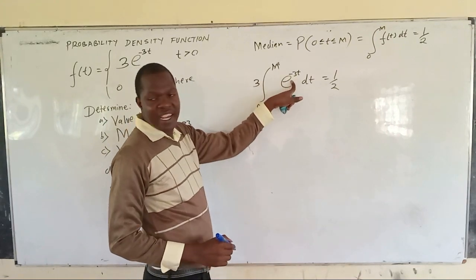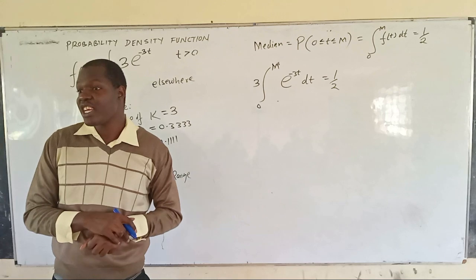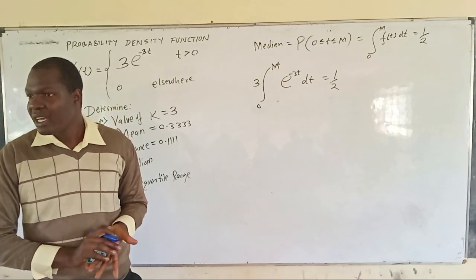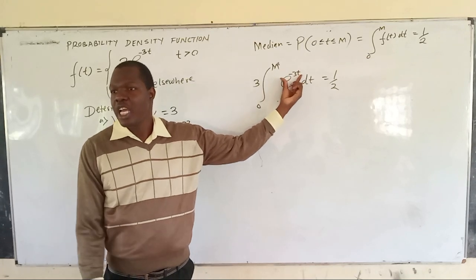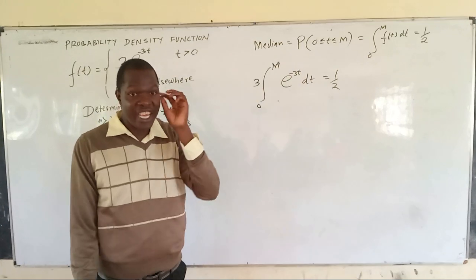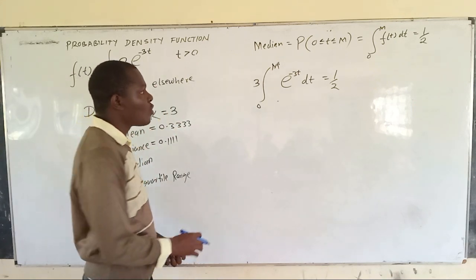When you are integrating an exponential function, you must check first of all if the derivative of the inner function is a constant. So the inner function is negative 3t. If you differentiate it, you get negative 3, isn't it? So it means algebraic substitution is working. So what is the answer?